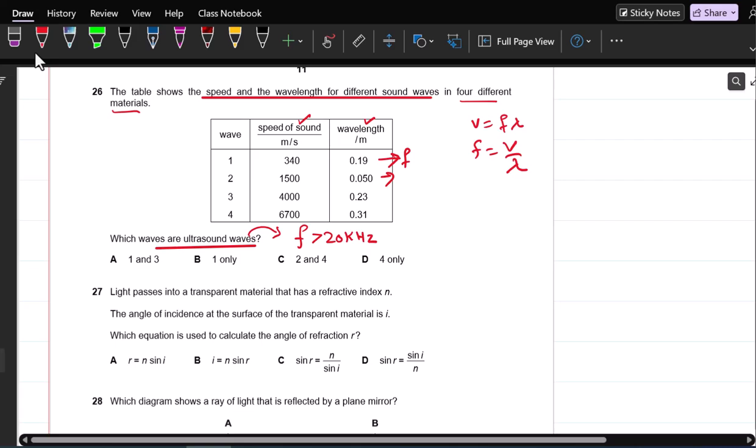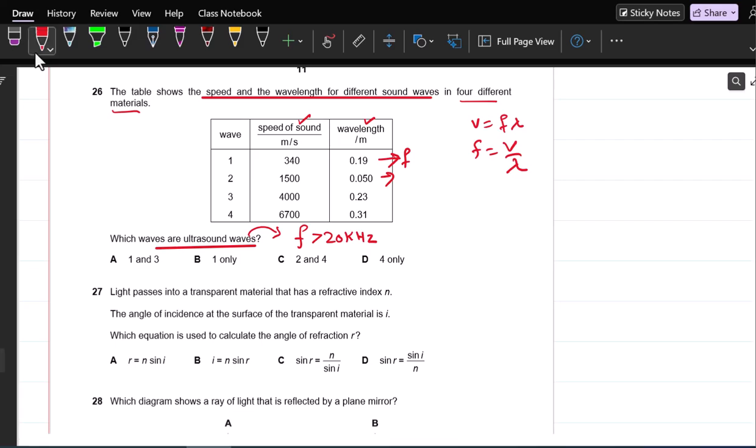So one by one, you have to calculate this and see where you will be getting the highest frequency. I think here the speed is greater and the wavelength is smaller, so my answer will be bigger. So 4000 divided by 0.23. If I calculate this, I am getting the frequency. Let me calculate it. 4000 divided by 0.23. I am getting approximately, you can say, 7400 hertz.